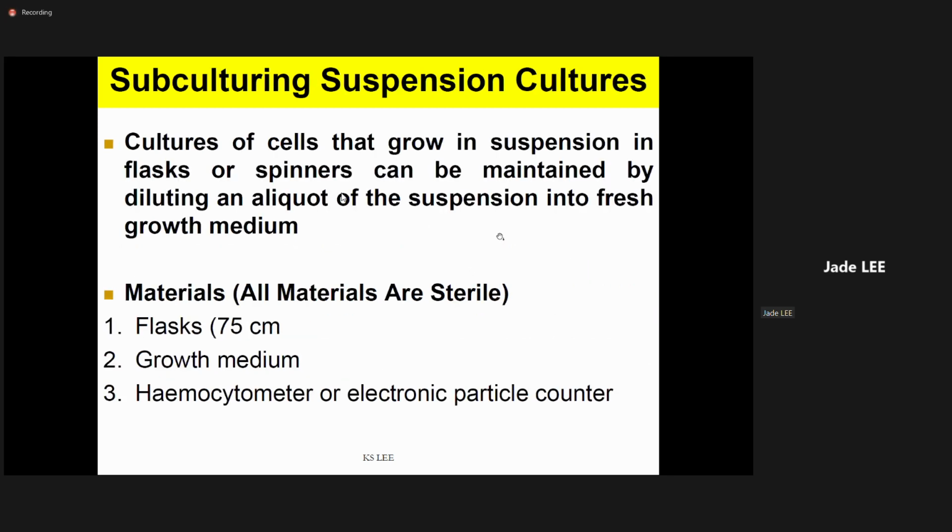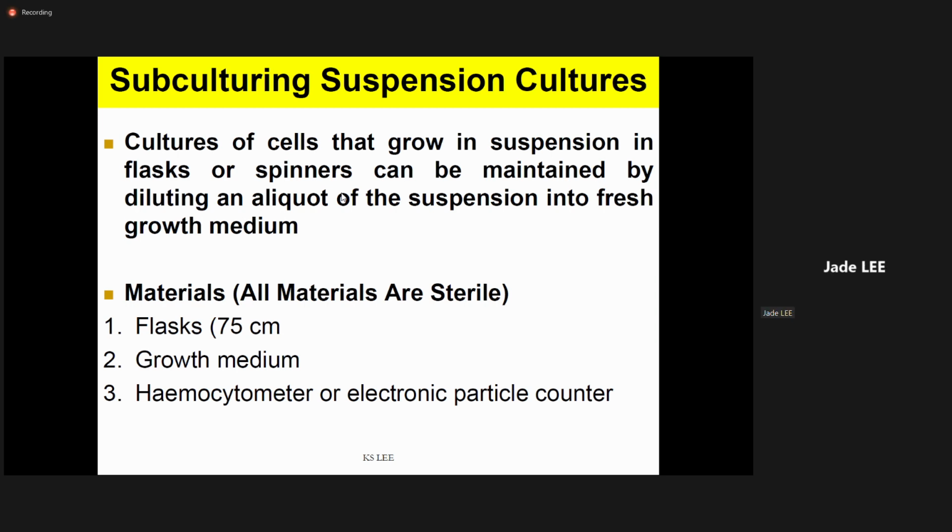And if you just now is the adhesion culture. Now, if you are subculturing the suspension culture, you should know by now what is suspension culture and what is the adhesion culture. Can you differentiate them now? Yes, doctor. Okay, good.